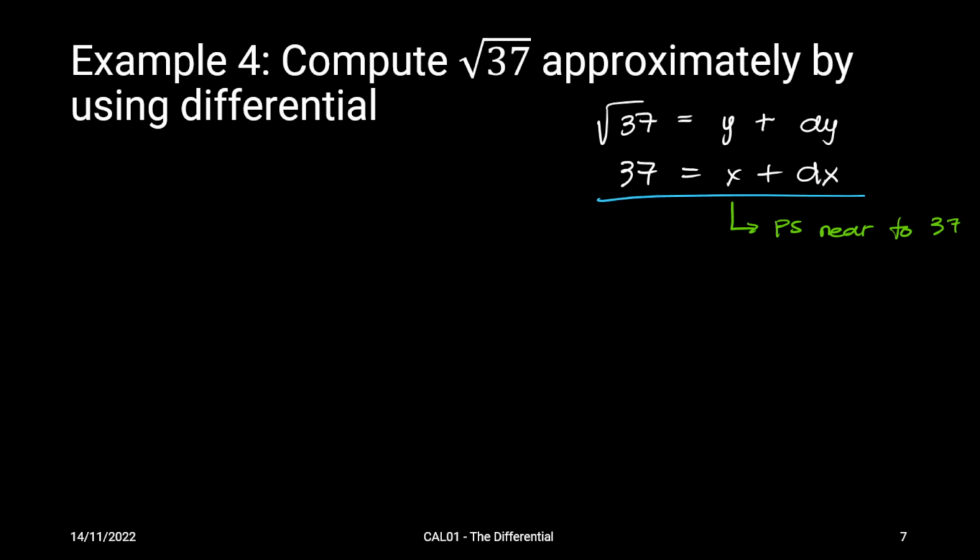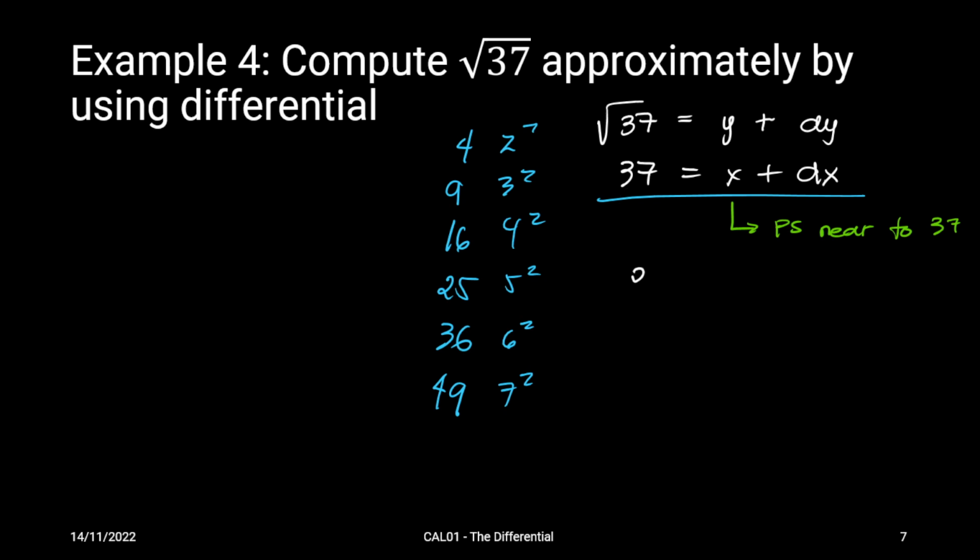Ano yung nearest perfect square na malapit kay 37? Di ba? Ano may mga perfect square natin? So, we have 4, 9, 16, 25, 36. Then, ano susunod kay 36? 49 na. Di ba? This is 2 squared, 3 squared, 4 squared, 5 squared, 6 squared, 7 squared. So, we can say pinakamalapit kay 37 is 36 obviously. So we have 37 is equal to 36 plus, ano yung kulang natin kay 36 para maging 37 siya, obviously 1. That is our dx.